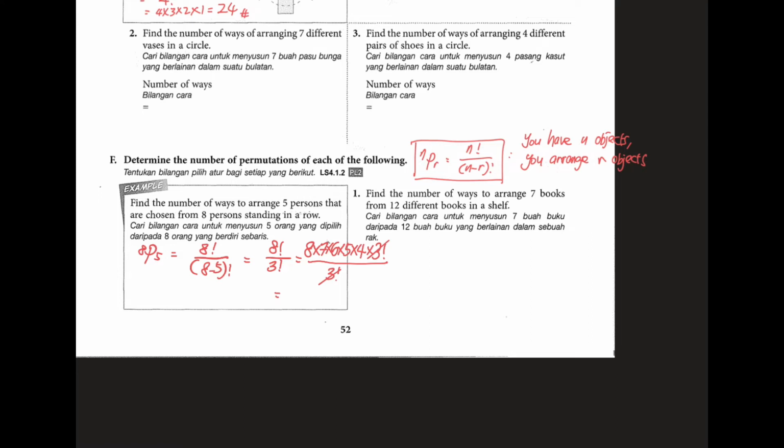8, 7, 6, 5, 4, equals 6,720. So you can see so many ways to do it. 6,720 ways to arrange 5 people out of 8 people. Okay, so let's move on. We look at part G.